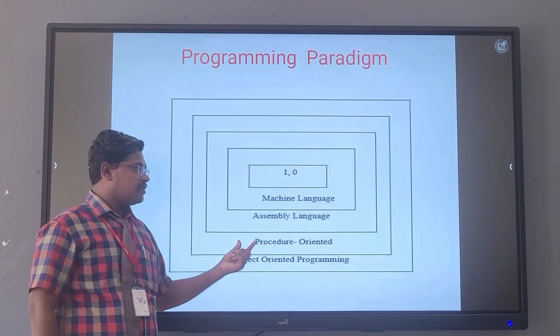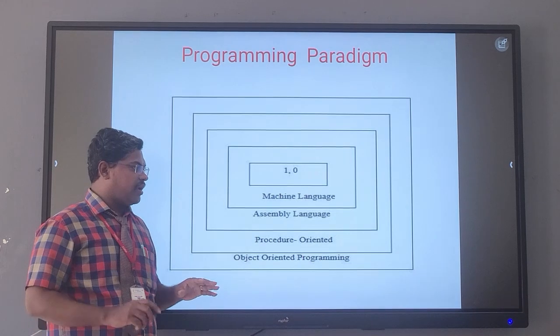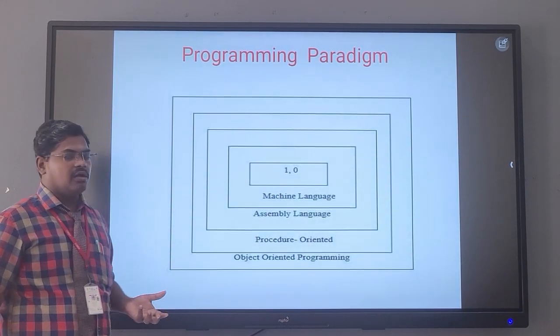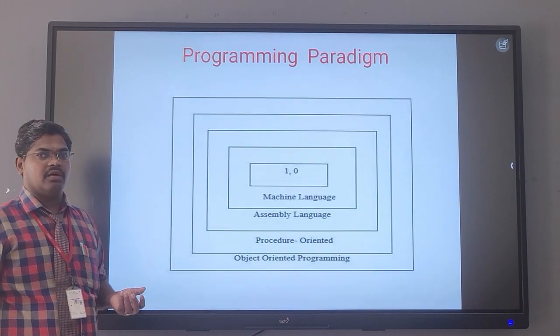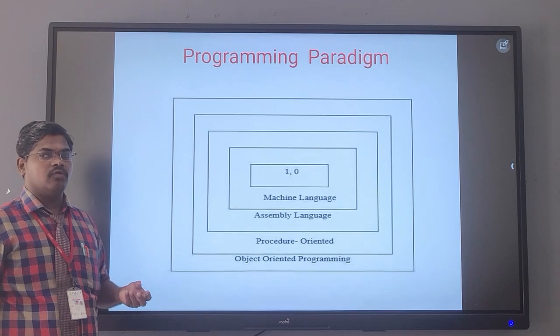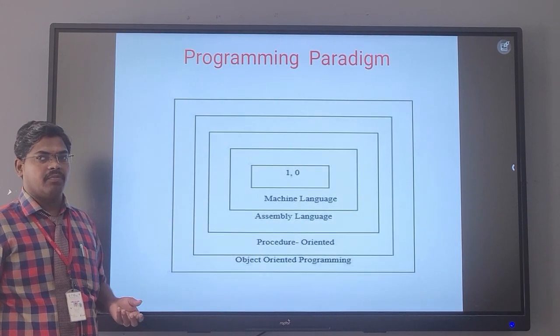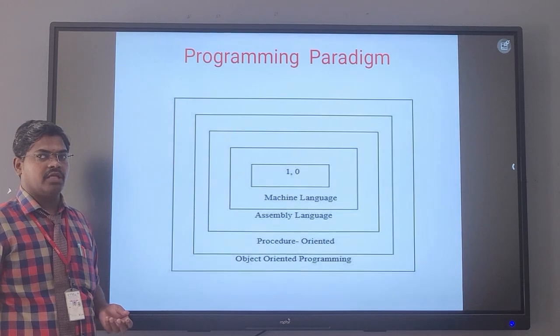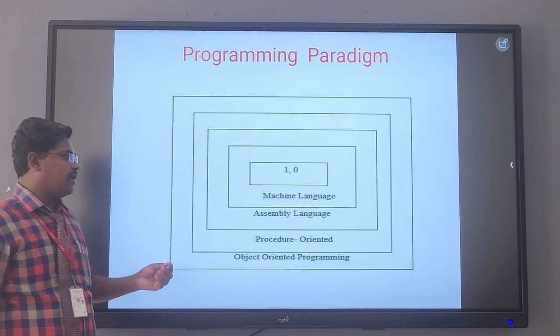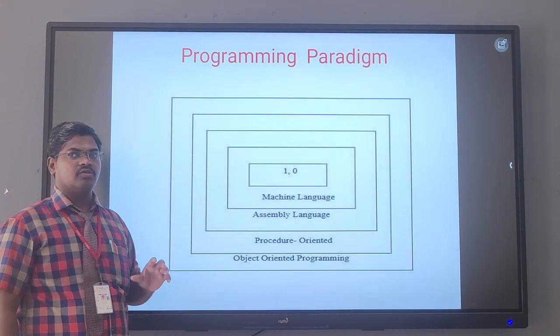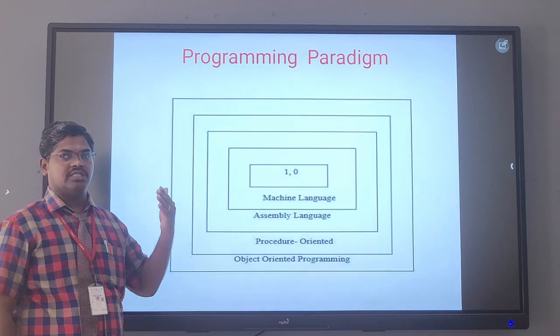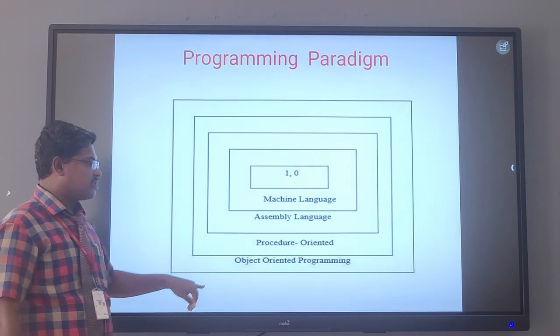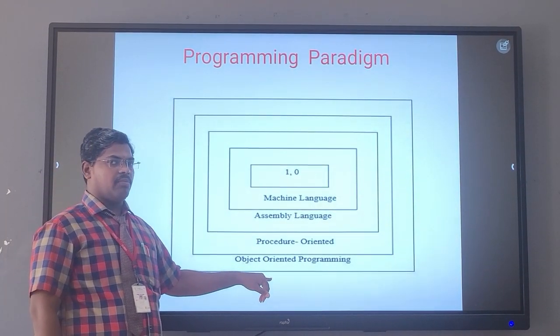Because procedure oriented is framed well, but sometimes we cannot handle some memory related problems, and some methods cannot be customized. There is no customization in procedure oriented programming. We are only following some procedures and a sequence of programs. So the next one is the object oriented programming paradigm.